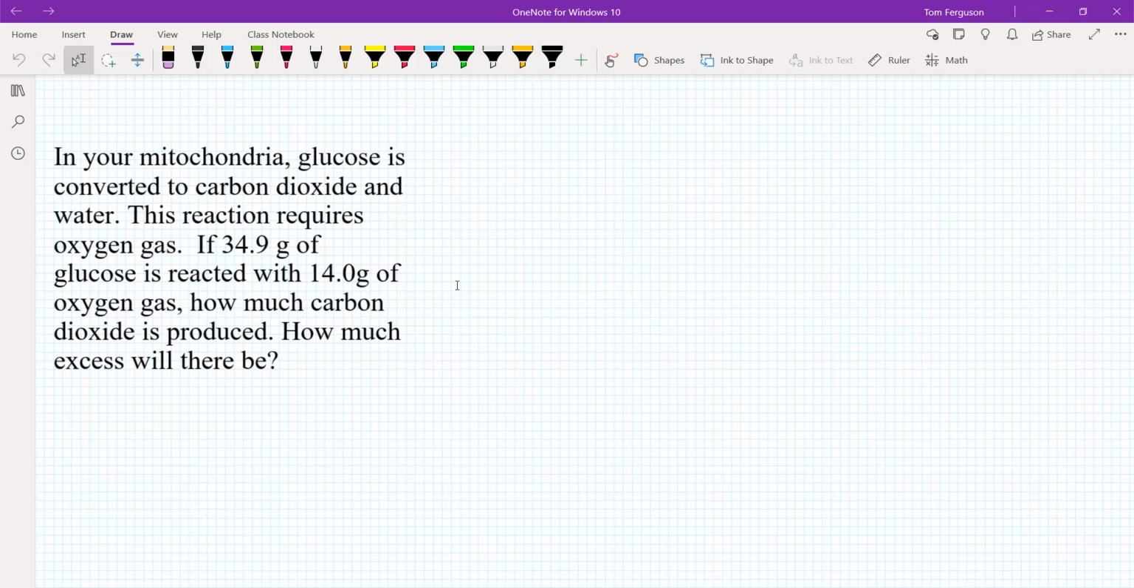So one of the reasons we have lungs is to get oxygen to the cells so they can undergo glucose combustion. And the reason why we have lungs is to get rid of the carbon dioxide produced, which is not good for our body. Okay, so first thing is, you need to know the formula for glucose.